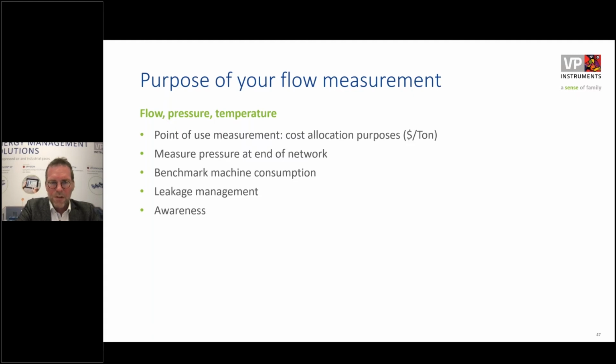But there can be other reasons also, of course, to measure flow. You can use it as a point of use measurement device to allocate cost to specific machines. You can measure the pressure throughout the entire network. So if you have each machine with a flow meter, you can see basically the gradient of pressure from the start of the factory to the very end of the factory. And you can benchmark machines.